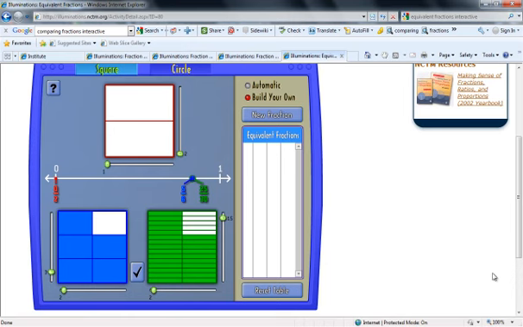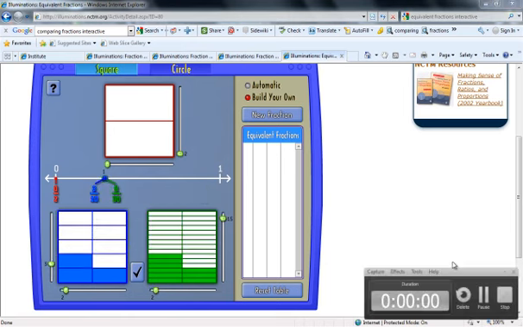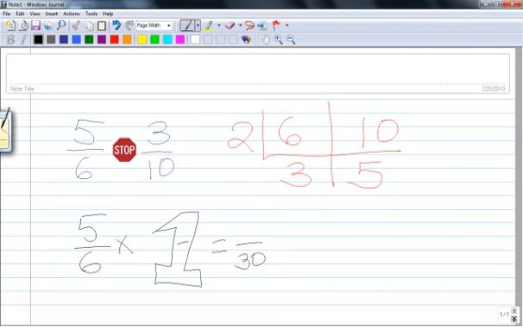We would have 25 out of 30, and 3/10 we would have 9/30. Remembering multiplicative identity, we're going to multiply by 1. Each one of our small pieces is now smaller. There are going to be 5 in each one of those sections. 6 times 5 is 30, and 5 times 5 is 25.